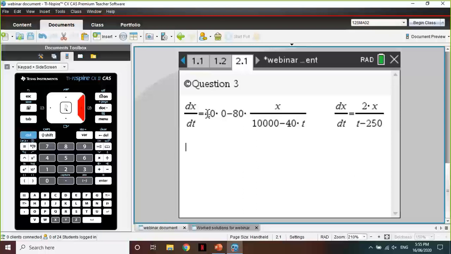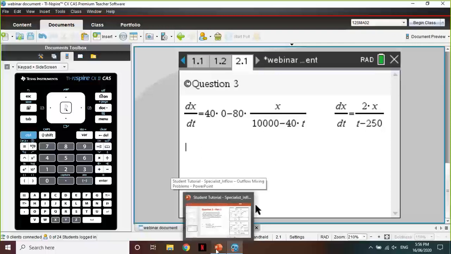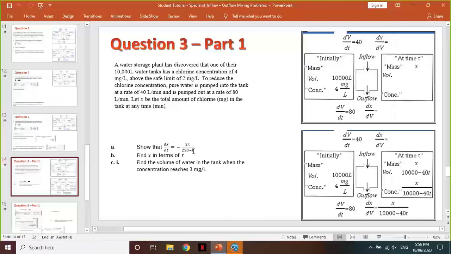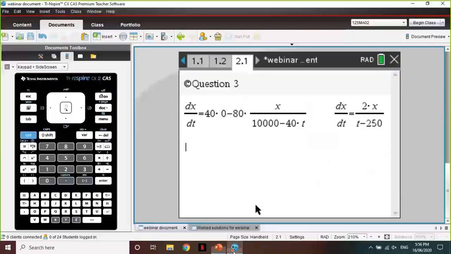Our inflow and outflow: we had 40 minus 0 for our inflow quantities, and our outflow 80 minus that concentration to get 2x over t minus 250. Now, don't be too alarmed if this looks a little different to what we had in the question, because we had negative 2x over 250 minus t. They are an equivalent expression. It's just the CAS likes to express pronumerals with a positive coefficient if it can. So this is the exact same as what we have on paper.